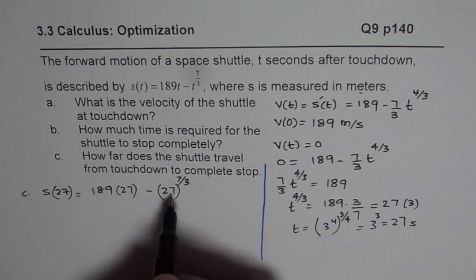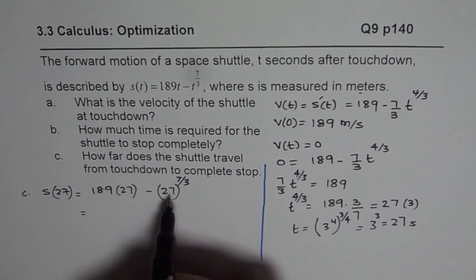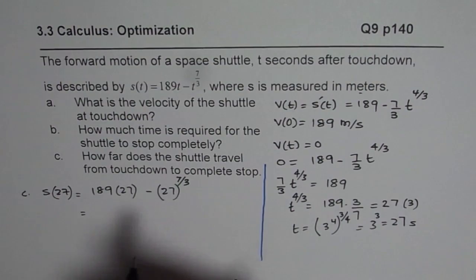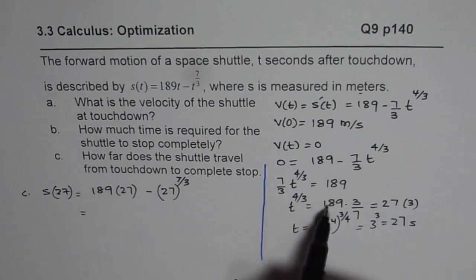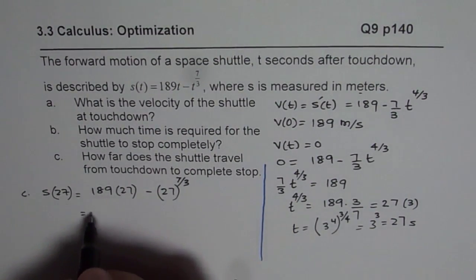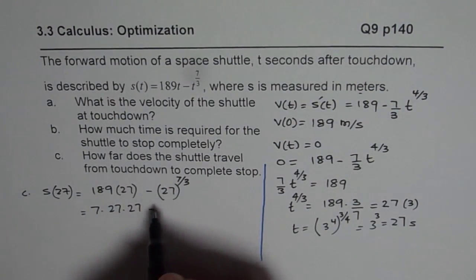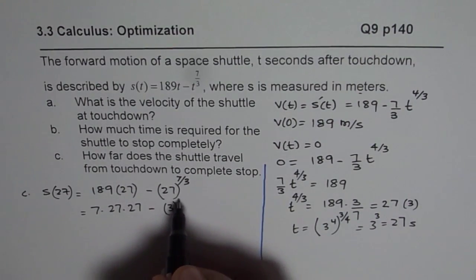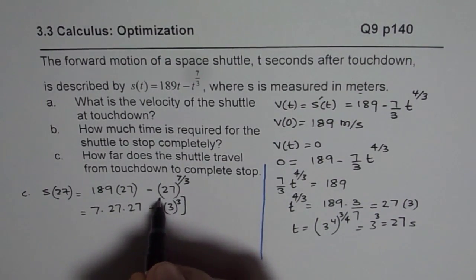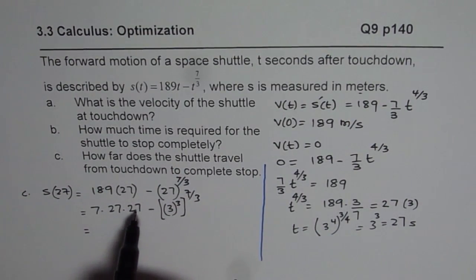27, as you know, is 3 to the power of 3. So you could actually use a calculator at this stage, but I will show you how to do it without using a calculator. We also know 189 is 27 times 7. Just now we learned, right? So I'll write this as 7 times 27 times 27. And here I'll write 27 as 3 to the power of 3, to the power of 7 over 3, right? So this is 3 to the power of 3. This is also 3 to the power of 3.